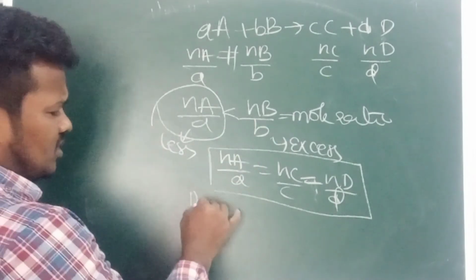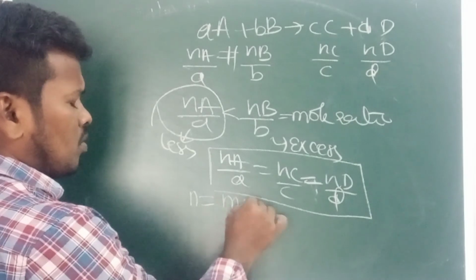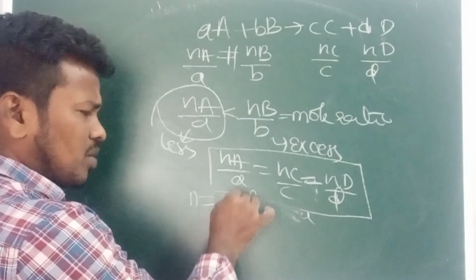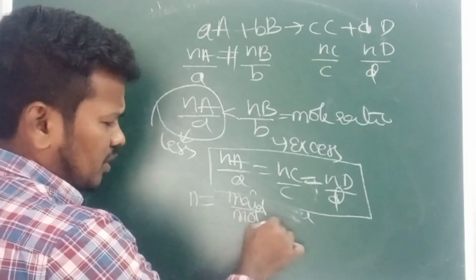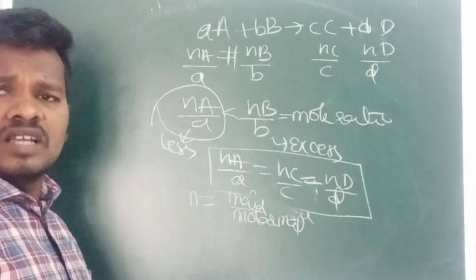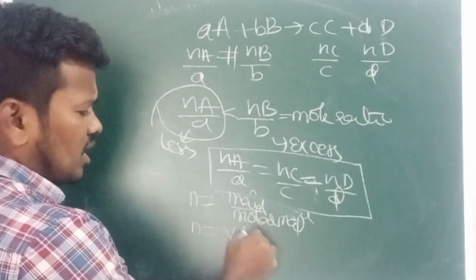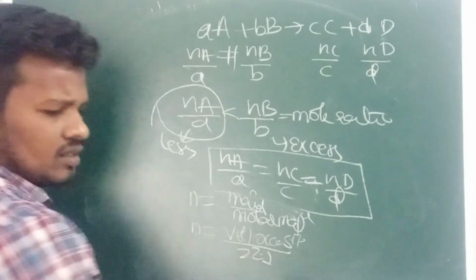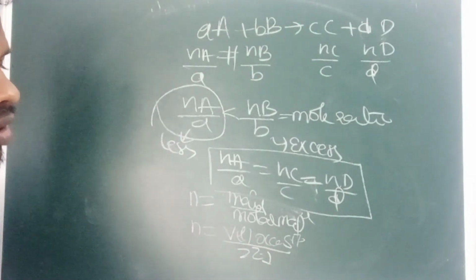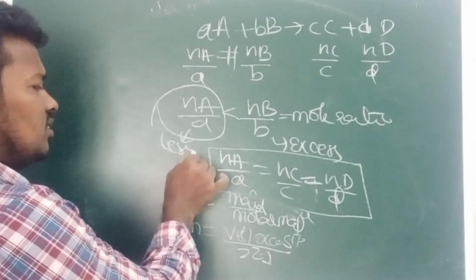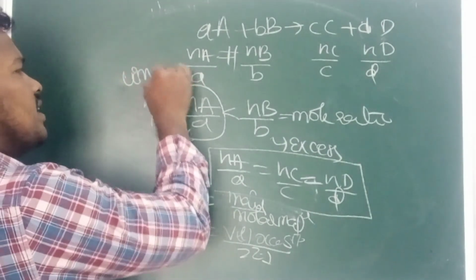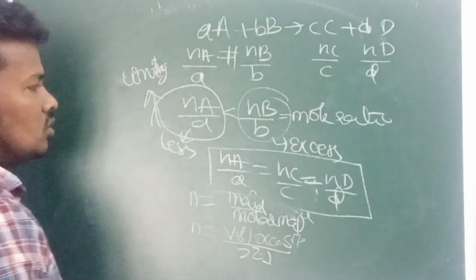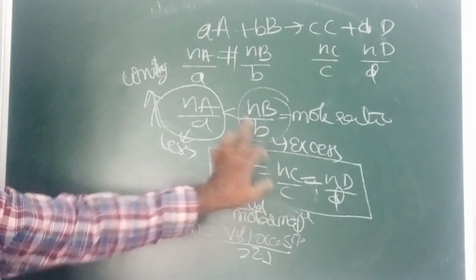Generally, if it is a solid or liquid, the number of moles is the given mass divided by the molar mass. If it is a gas, how will you take the number of moles? It is the volume in liters occupied at STP divided by 22.4 liters, and we do it like this. So here it is the lesser, so this is called the limiting reagent. Here it is the excess.